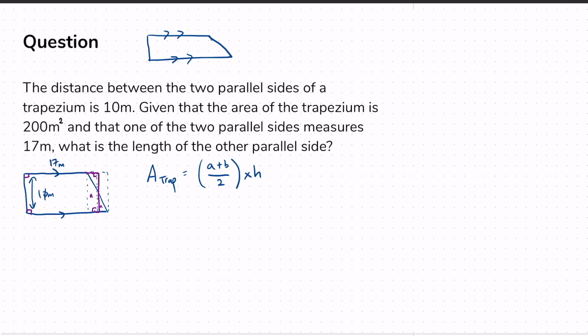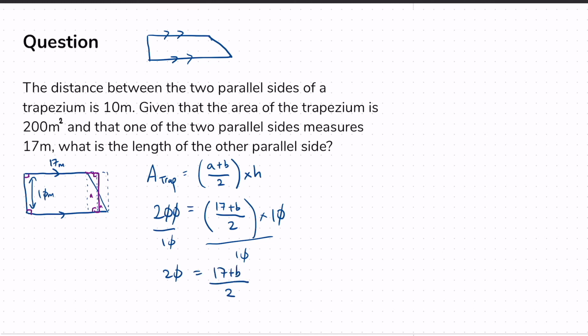With this in mind, I know that one of my sides is 17. I don't know the other side. I know I'm going to find the average. I know my height is 10, and I know the area is equal to 200. So the first thing I do is I divide both sides by 10, which gives me 20 equal to 17 plus b over 2. I times both sides now by 2, so that 40 is equal to 17 plus b. Let's just finish over here.